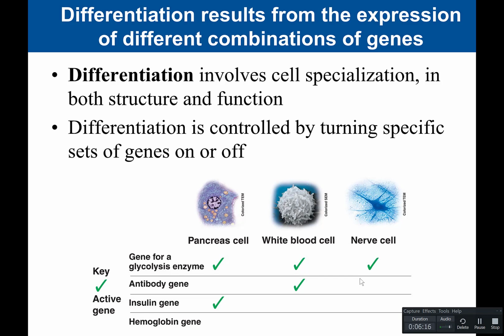And so the insulin gene is expressed in pancreatic cells, specifically a type of pancreatic cell called pancreatic beta cells. It's not expressed in white blood cells because their job is not to produce insulin. It's not expressed in nerve cells because, again, their job is not to produce insulin.